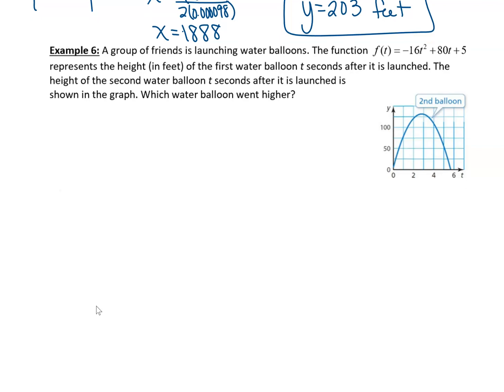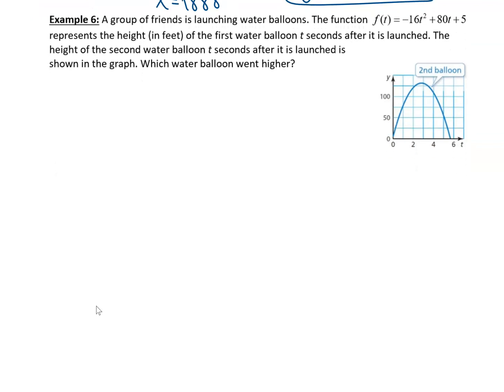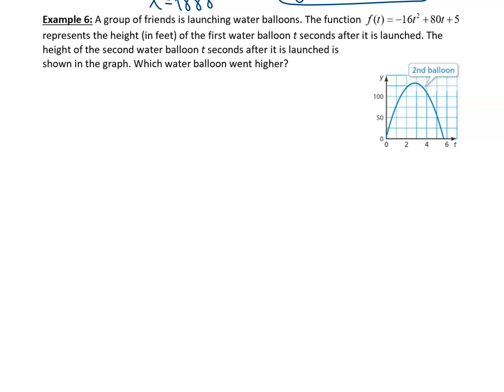Okay, I want you to read this question to yourself first, and then read it again and write down anything that's important. In this one, you've read it, you know that they're launching water balloons. They gave you a function, so that function is going to be important. I would write it down. F of t equals negative 16t squared plus 80t plus 5.